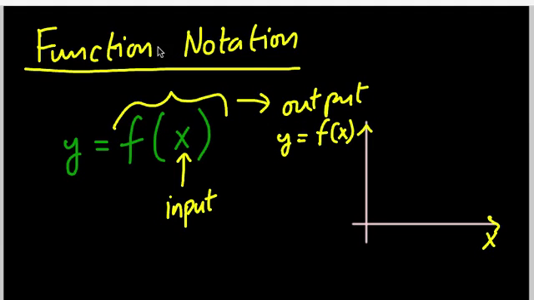In the last video, we went over functional notation, as I showed you over here, where we just basically called something y equals f of x. x is the input, and f of x is the output. Now let's just go through a couple of examples of how to find the output when I provide you with the input.